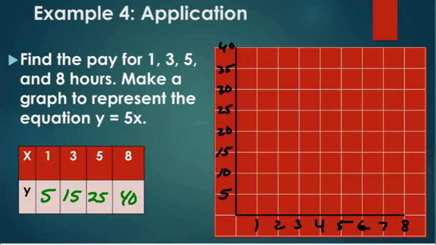So we have 1 and 5. We have 3 and 15. We have 5 and 25. And we got 8 and 40. And you know that we only use quadrant 1 because you can't work a negative number of hours. And if you work 0 hours, you get 0 pay.